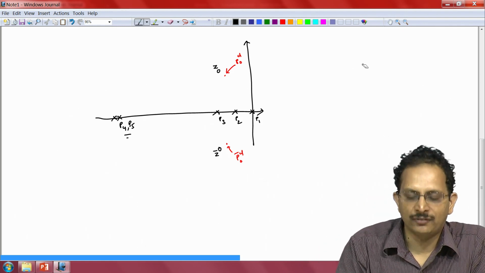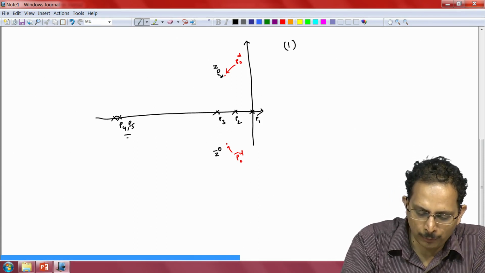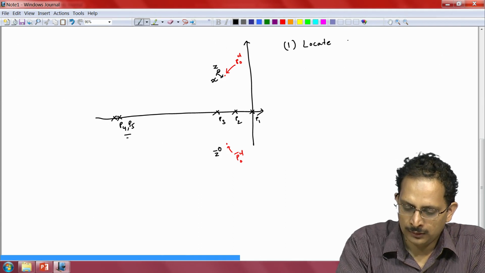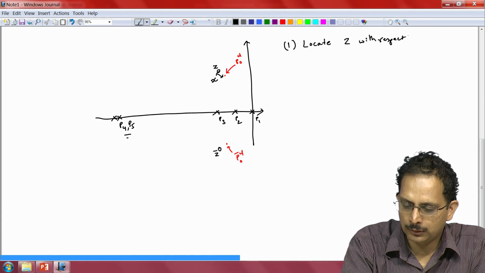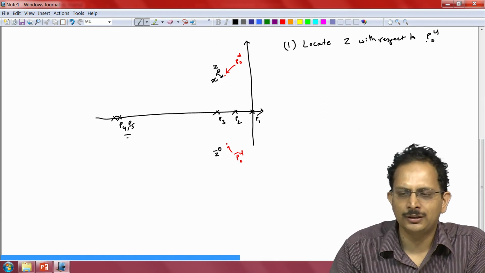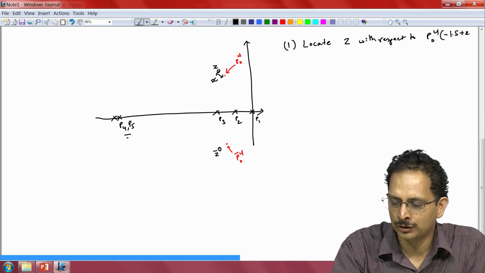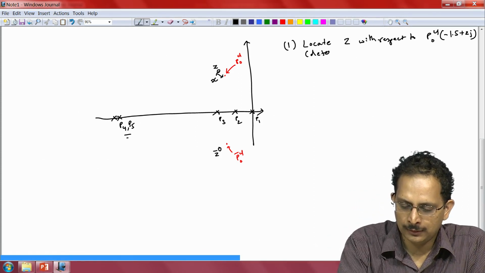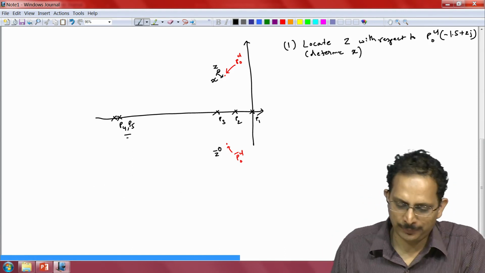So let us write down the different steps. The first step is to locate the distance of the 0 from the point PCL naught. Let me call that distance x. So locate z with respect to PCL naught, which is the location of the dominant closed loop pole. In this case it is minus 1.5 plus 2j. So in other words, we have to determine the distance x. That is the first step in the design.